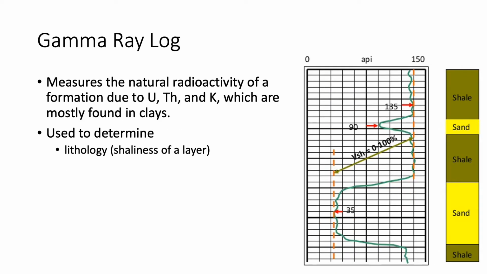Another thing we can do is to look at the natural radioactivity of the rocks, which is usually indicative of the amount of shale or the muddiness of the rock formations. Clay minerals are often rich in these radioactive elements like uranium, thorium, and potassium, so we can use a high gamma log reading as an indicator of shale, whereas a low gamma ray reading may represent something like a sandstone.